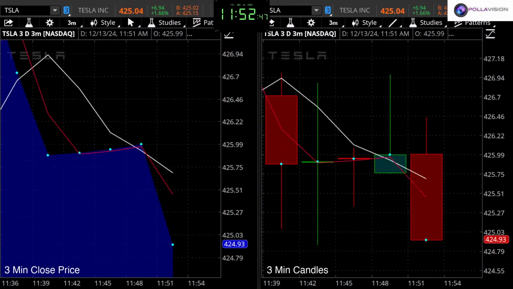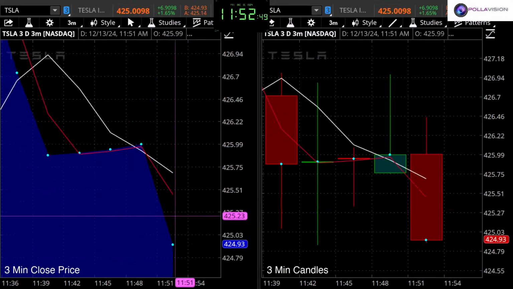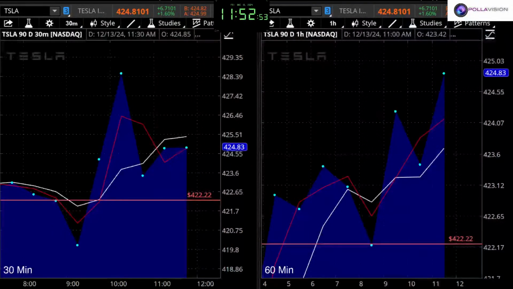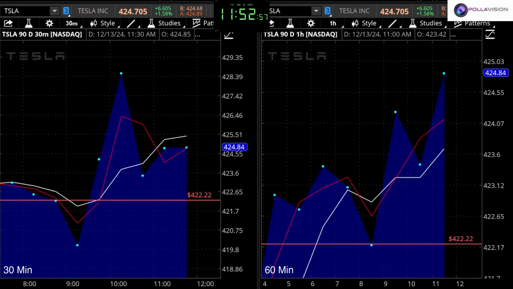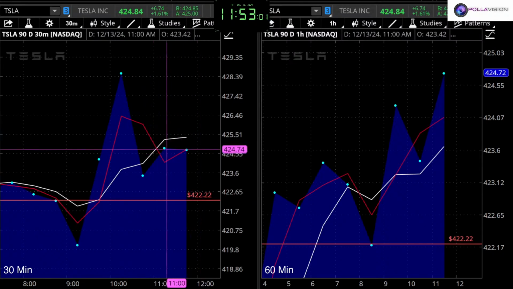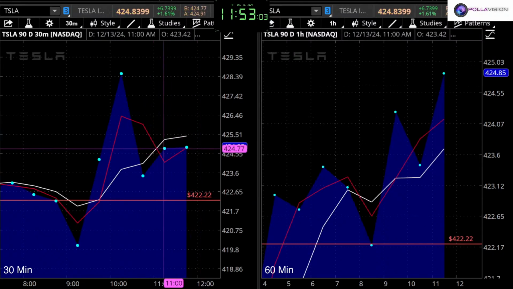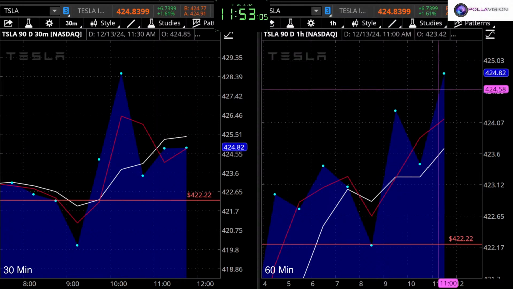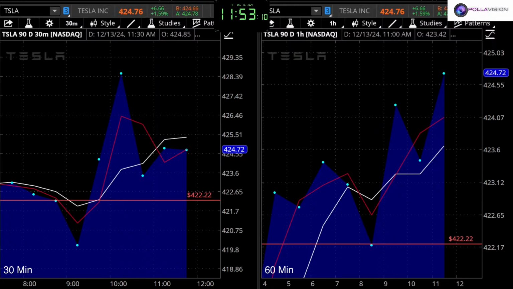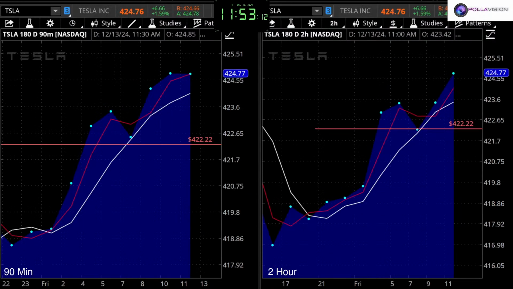We have this clear down here, but let's look at the 30 and 60. 30 and 60, do we see the price going down? I don't see it going down. I see it going sideways here, and maybe that's what it'll do the rest of the day. We are up here on the 1 hour. Let's look at the 90 and 120.